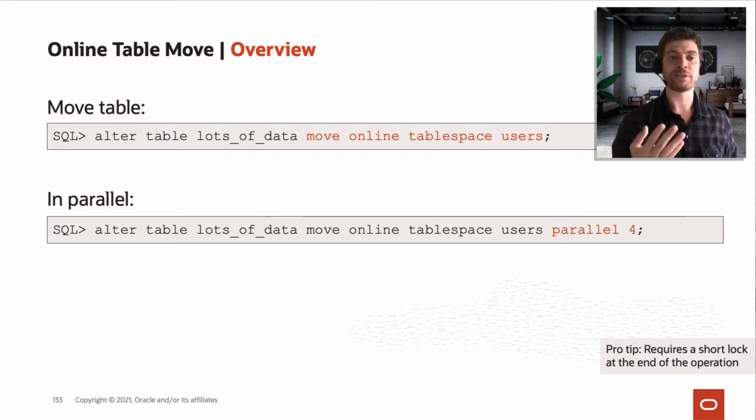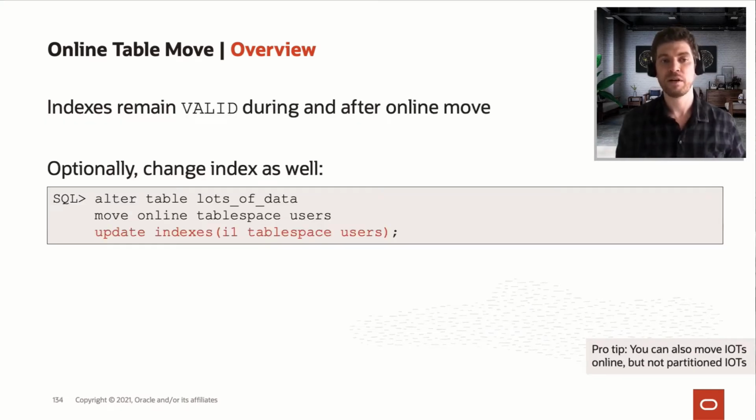You run the command ALTER TABLE MOVE with this ONLINE clause. If you want to run it in parallel, you can put the MOVE ONLINE clause and also add PARALLEL and the degree of parallelism you want after the PARALLEL keyword. The indexes will remain valid during the online move operation, and you can optionally change them as part of the ALTER TABLE MOVE ONLINE command.